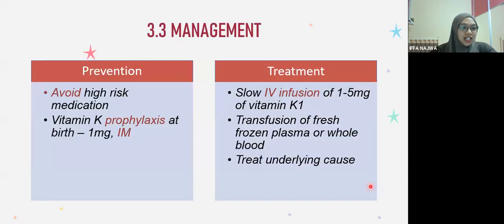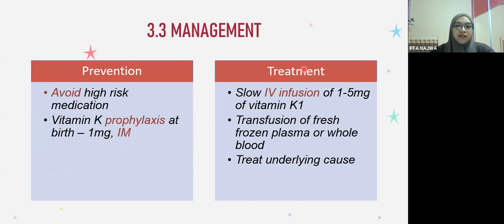To manage VKDB, it can be divided into prevention and treatment. For prevention, first and foremost, the important thing is to avoid the high-risk medication in the mother and also in the fetus. And also, we have to encourage everyone to get vitamin K prophylaxis at birth. The MOH guideline recommends the intramuscular administration of vitamin K. If the baby has already presented with hemorrhage, you can give a slow IV infusion of 1 to 5 milligram of vitamin K1, and it is an effective treatment. It can lead to improvement in coagulation defects and cessation of the bleeding within only a few hours.